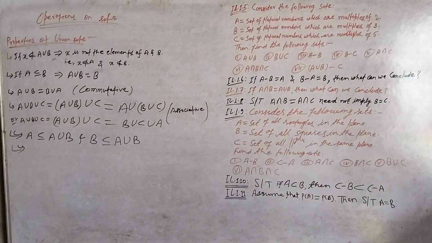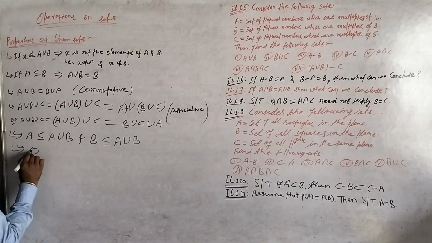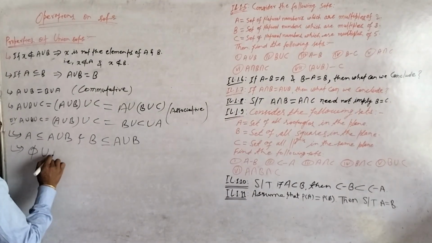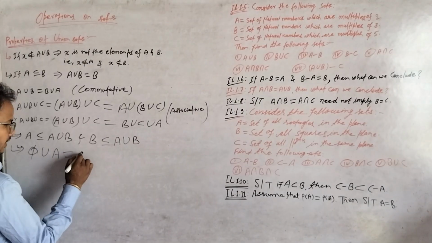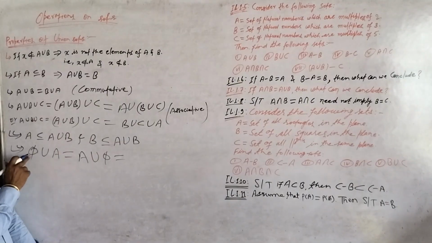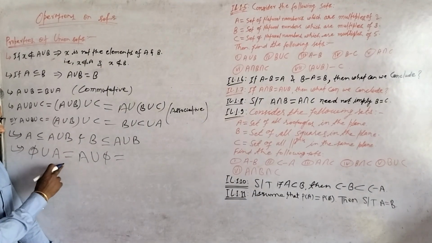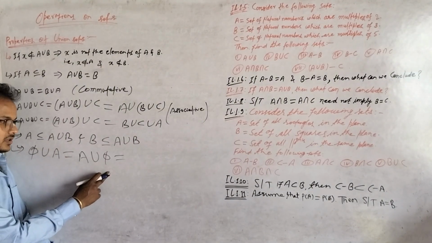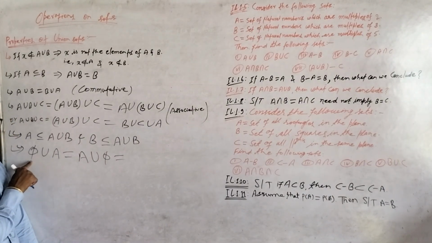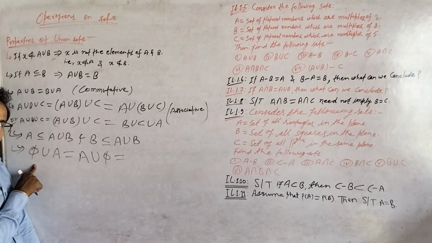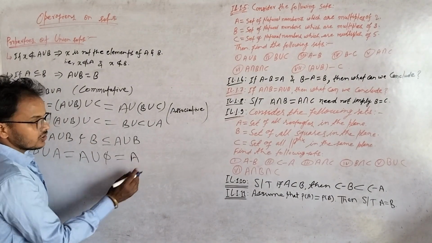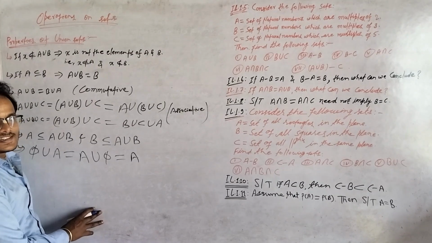The next property is phi union A, and also we can write A union phi. What does this give? Phi is the null set, which means there are no elements in common, so we only write the elements of A.